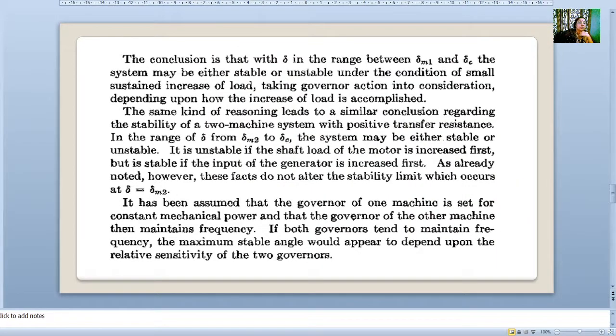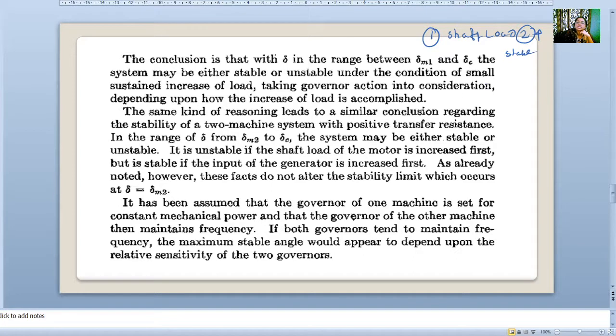Okay, so what conclusion can we draw? In the first case, we have increased the shaft load on motor 2, and here the system is stable.